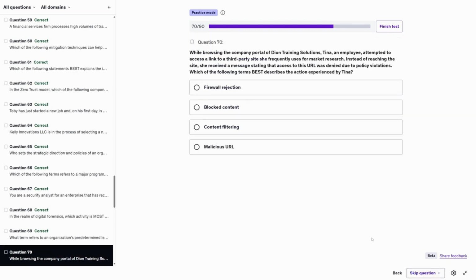While browsing the company portal of Dion Training Solutions, Tina, an employee, attempted to access a link to a third-party site she frequently uses for market research. Instead of reaching the site, she received a message stating that this URL was denied due to policy violations. Which of the following terms best describes the action experienced by Tina?